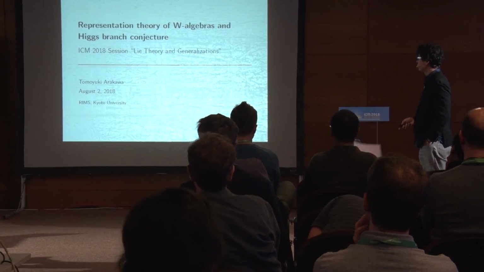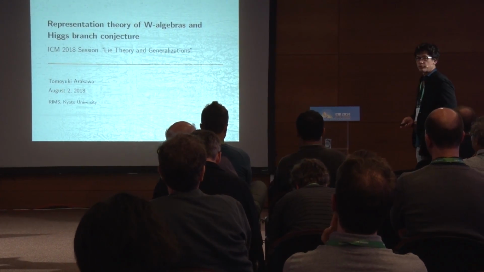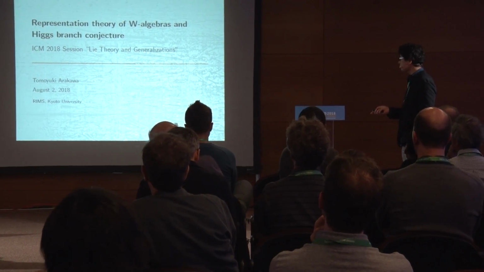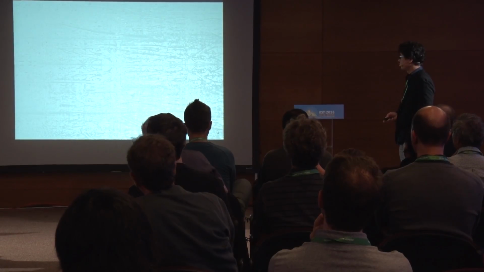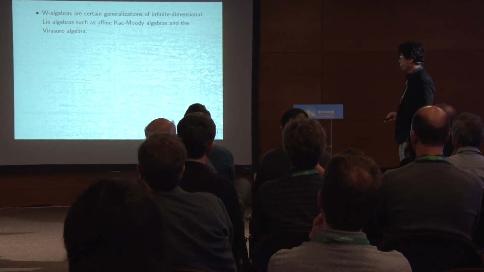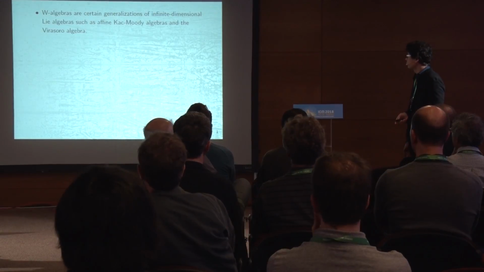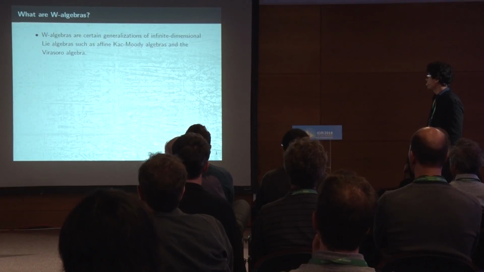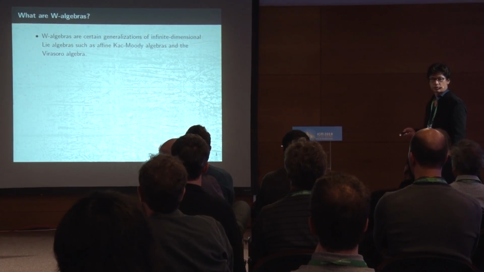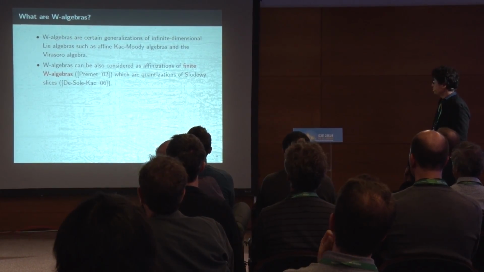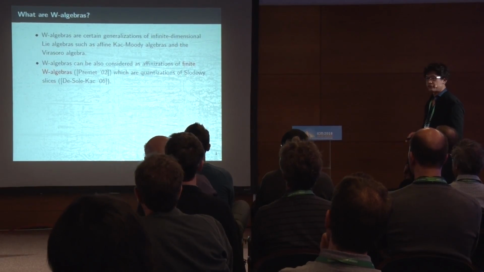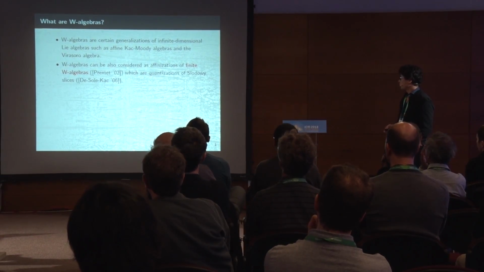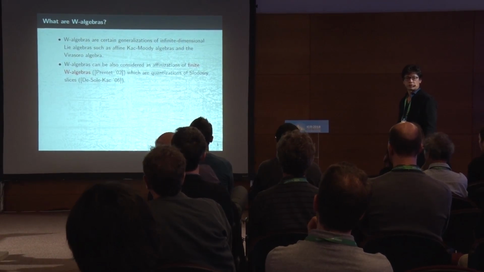So I'd like to talk about representation theory of W-algebras and the Higgs branch conjecture. So what are W-algebras? W-algebras are certain generalizations of infinite-dimensional Lie algebras, such as affine Kac-Moody Lie algebras and the Virasoro algebra. And W-algebras can also be considered as affinizations of finite W-algebras introduced by Premet, which are natural quantizations of Slodowy slices.